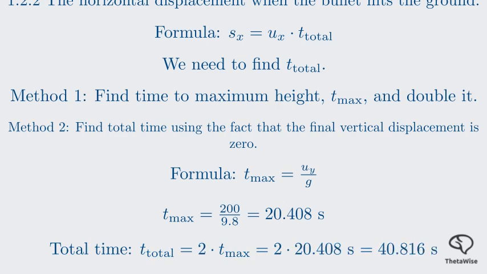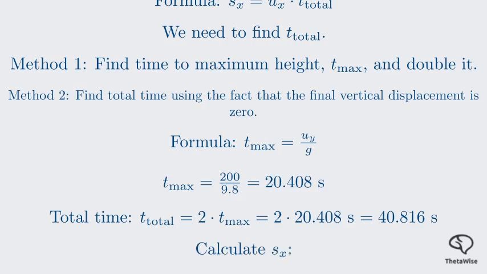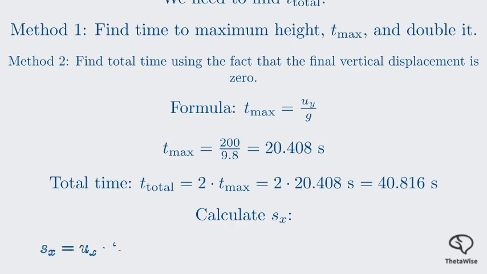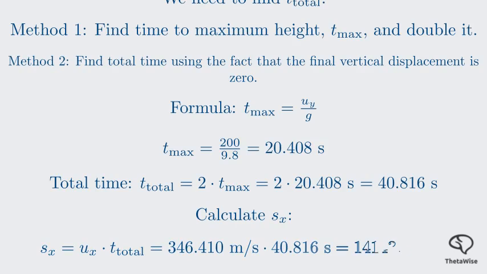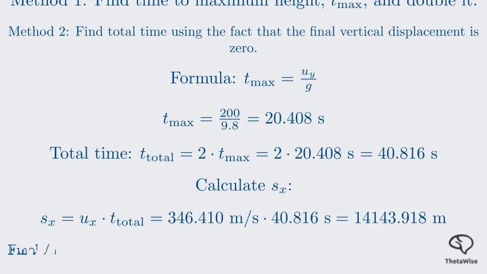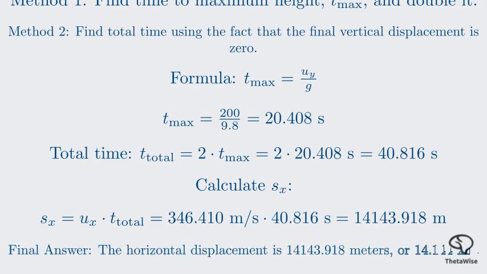Now we can calculate the horizontal displacement. Sx equals 346.410 meters per second times 40.816 seconds. This gives us 14143.918 meters. In kilometers, that's 14.144 kilometers. The horizontal displacement, also known as the range, is 14.144 kilometers.